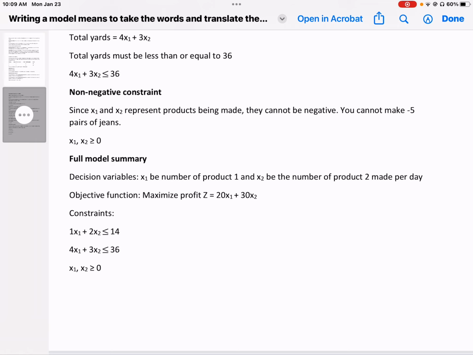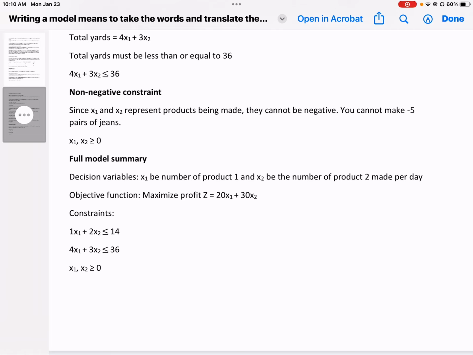A non-negative constraint: since X1 and X2 represent products being made, they cannot be negative. You cannot make -5 pairs of jeans. So X1 and X2 are greater than or equal to 0. And there we have our full model summary: decision variables, the number of product 1 and product 2, maximize profit, and our 3 constraints, our labor, our cloth, and that X1 and X2 have to be 0 or more. They can't be negative.